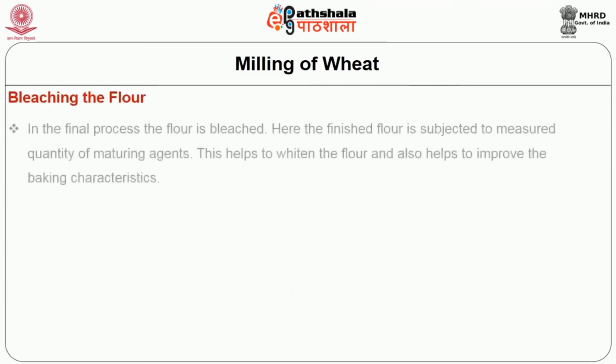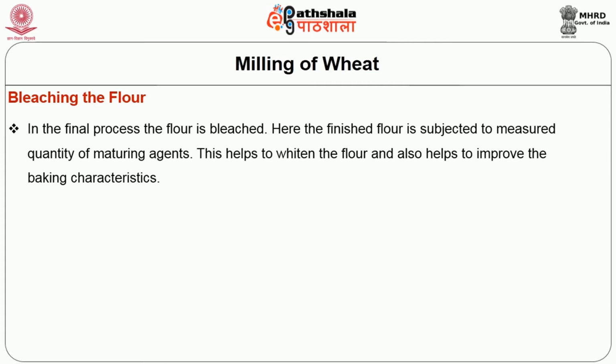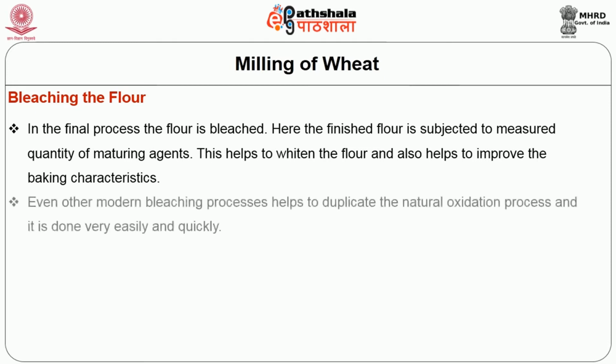The next process is called bleaching. It is the final process in the milling. Here the finished flour is subjected to a measured quantity of maturing agents. This helps to whiten the flour, improves the color of the flour, and also improves the baking characteristics. Other modern bleaching processes help to duplicate the natural oxidation process, and it is done very easily and quickly.